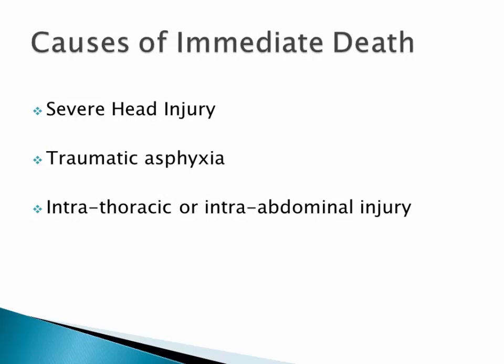Obviously, with most natural disasters and building collapse, a lot of the victims won't make it out of the building to a medical facility. And the causes of immediate death are these: severe head injury, traumatic asphyxia, and then intrathoracic and intra-abdominal injuries.